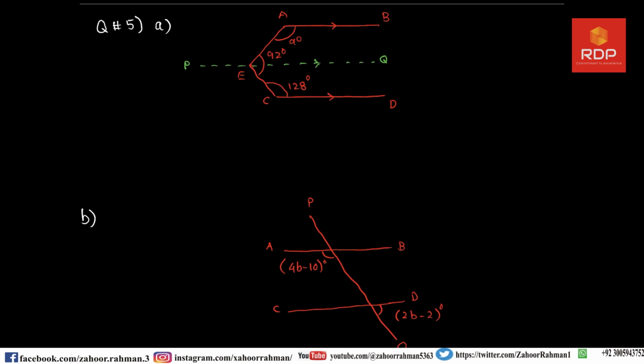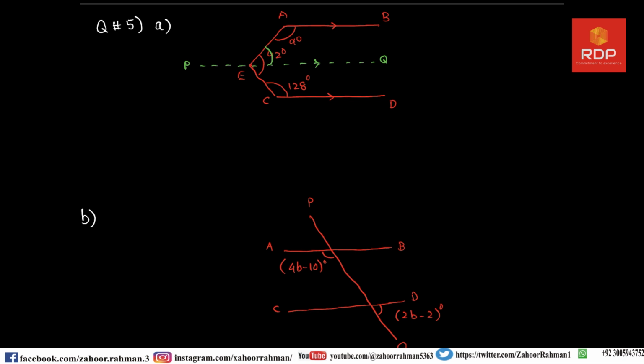We labeled it as P and Q. Now, for finding the value of A degree, because this is given as a total of 92, we have to find only this portion, and then we can utilize the theorem of alternate interior angles, and then we would be able to find the value of the unknown A degree.